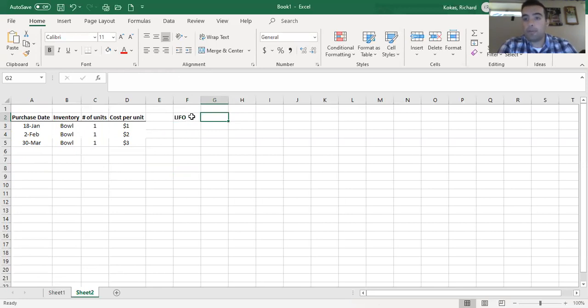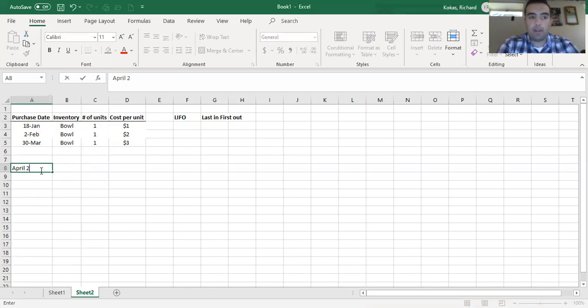So if you remember from your readings, LIFO stands for last in, first out. So what that means is the most recently purchased batch of inventory or unit of inventory is going to be the first one we sell. So this is the exact opposite of FIFO. So if we go ahead again, we're going to pretend on April 23rd, we sell 2 units, we sell 2 bowls, okay?